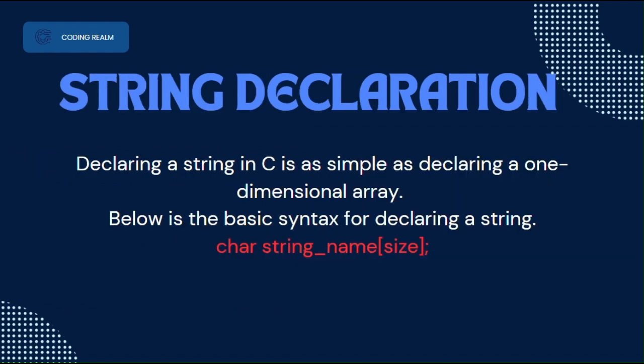In the above syntax, the string name is any name given to the string variable, and size is used to define the length of the string. It means the number of characters that will be stored. There is an extra termination character, the null character \0, used to indicate the termination of a string, which differentiates strings from normal character arrays.